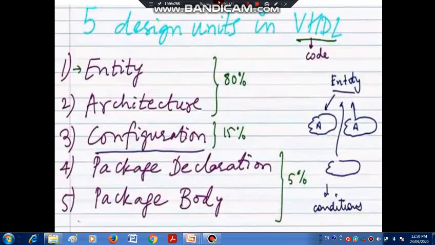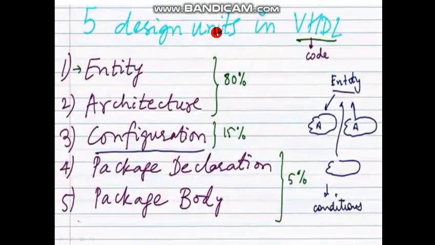Now the word entity. First we will discuss in short what this entity is. In a certain program there may be a number of entity terms, either one or two or three, like that. The architecture should be one, it should be original. Another part, the third and very important one, is the configuration. It will play a 15% role. Without configuration we can't write it.